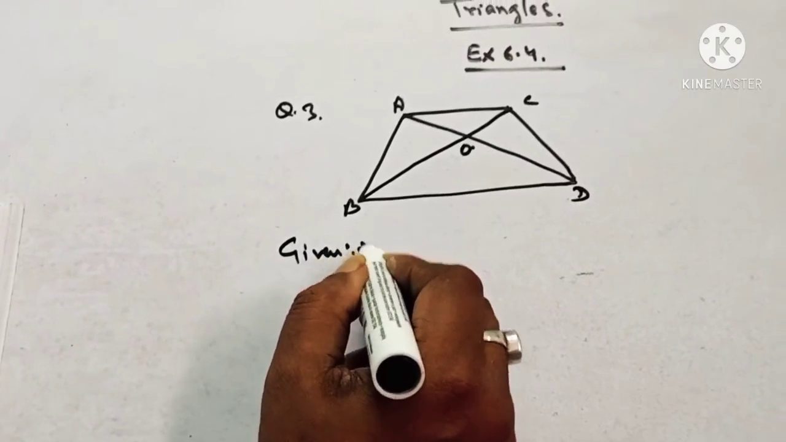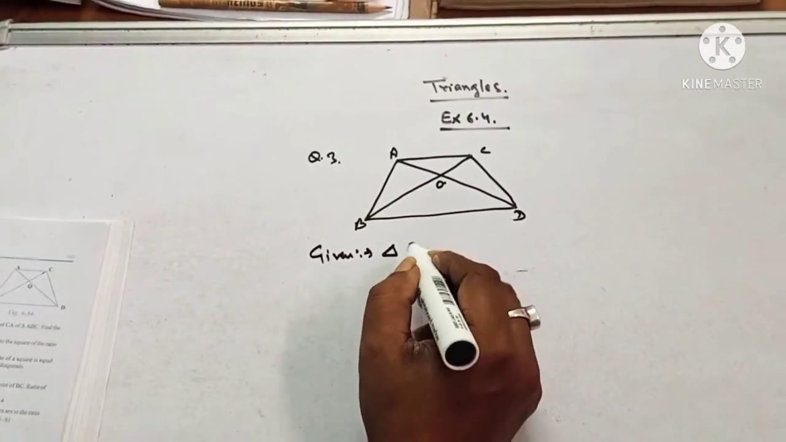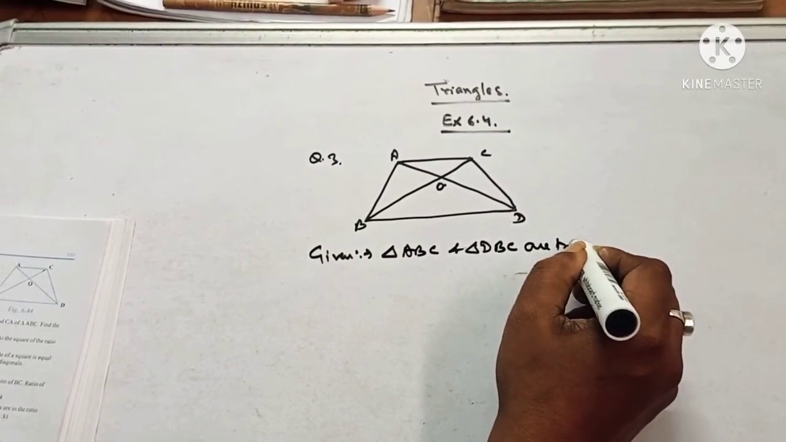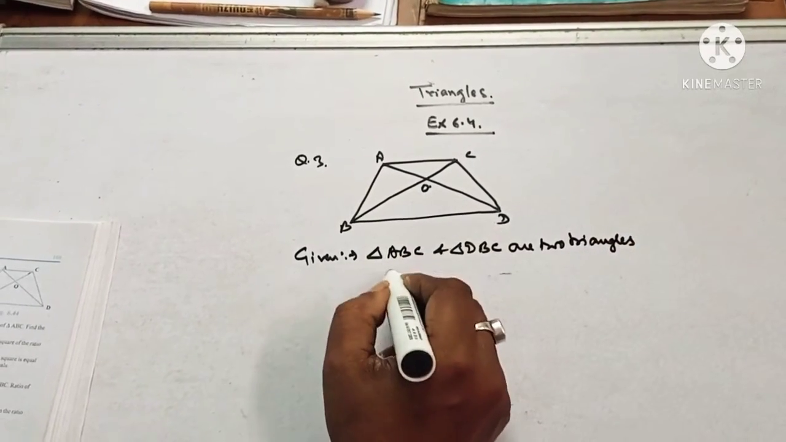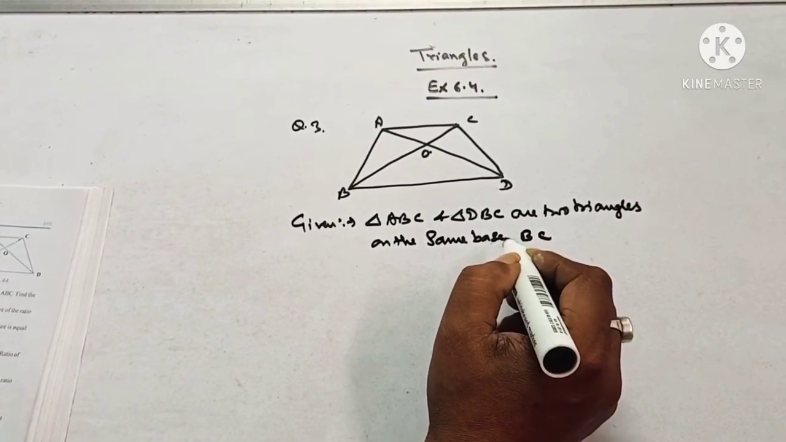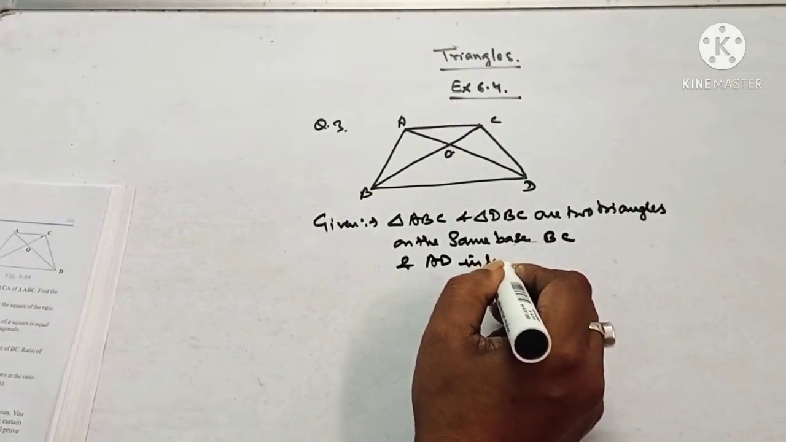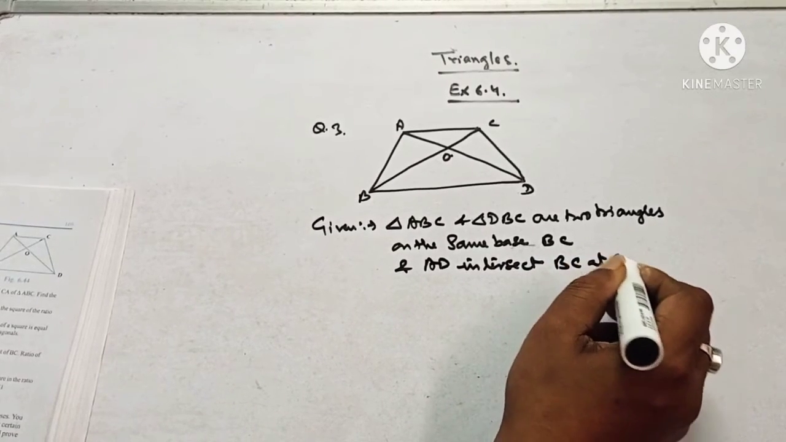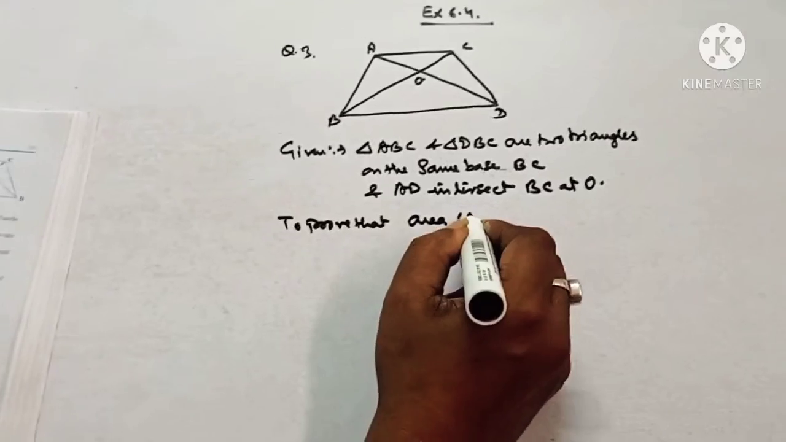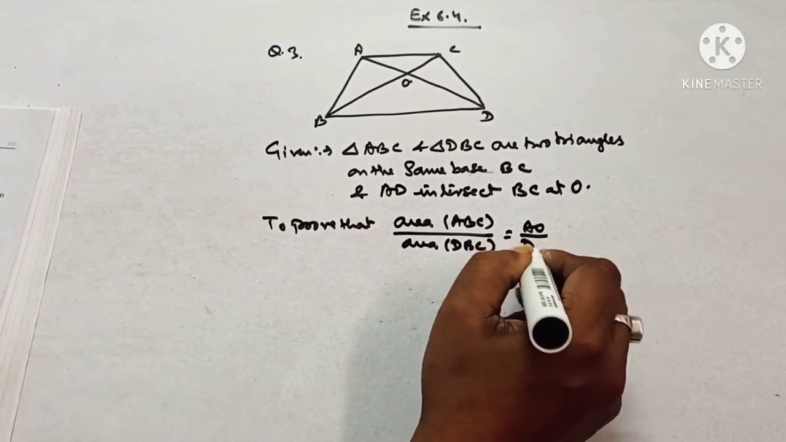Given, this is given that triangle ABC and triangle DBC are two triangles on the same base BC, and AD intersect BC at O. To prove that area ABC by area DBC is equal to AO by DO.